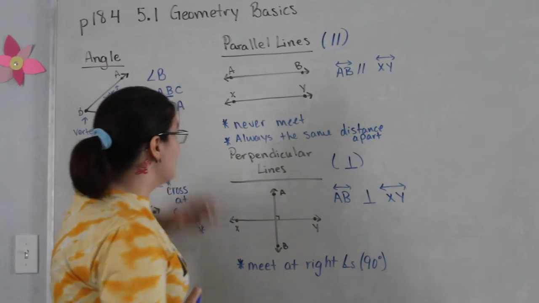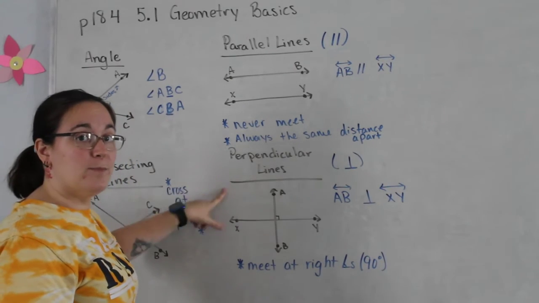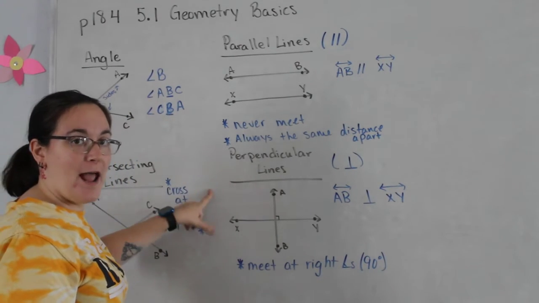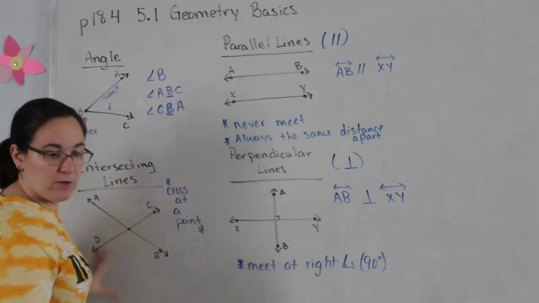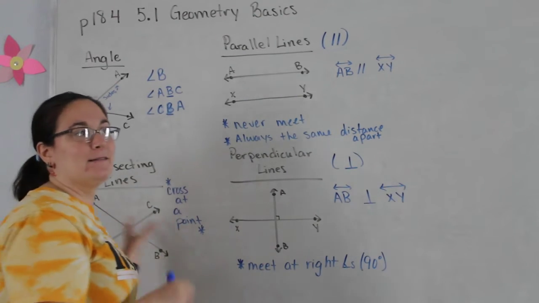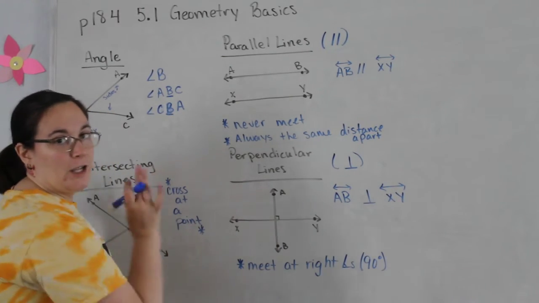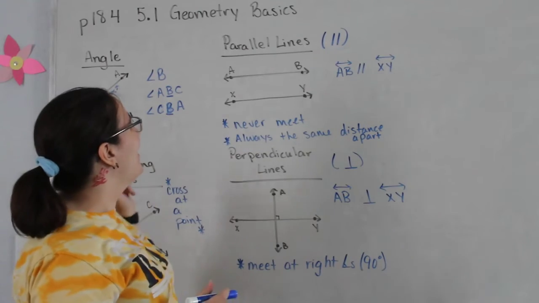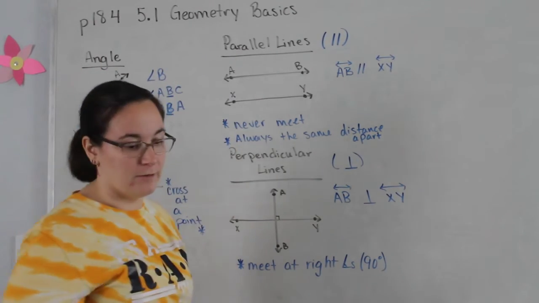Now, do not forget, these never meet and these meet at right angles. Perpendicular always meets at right angles. Parallel never meets. Intersecting lines can be at any angle. That's why they don't exactly have a label for them, because they can do funky angles if they want to. So here we have angle, intersecting lines, parallel lines, perpendicular lines.